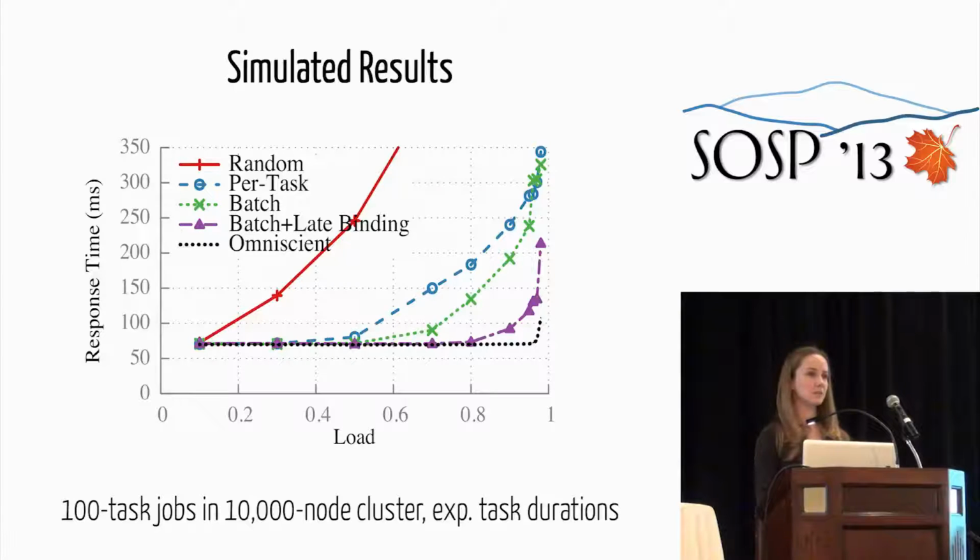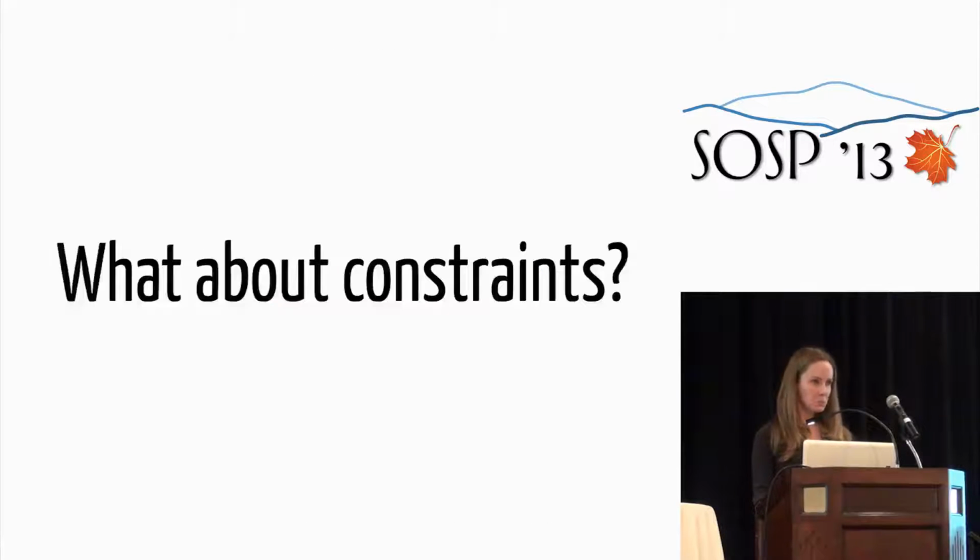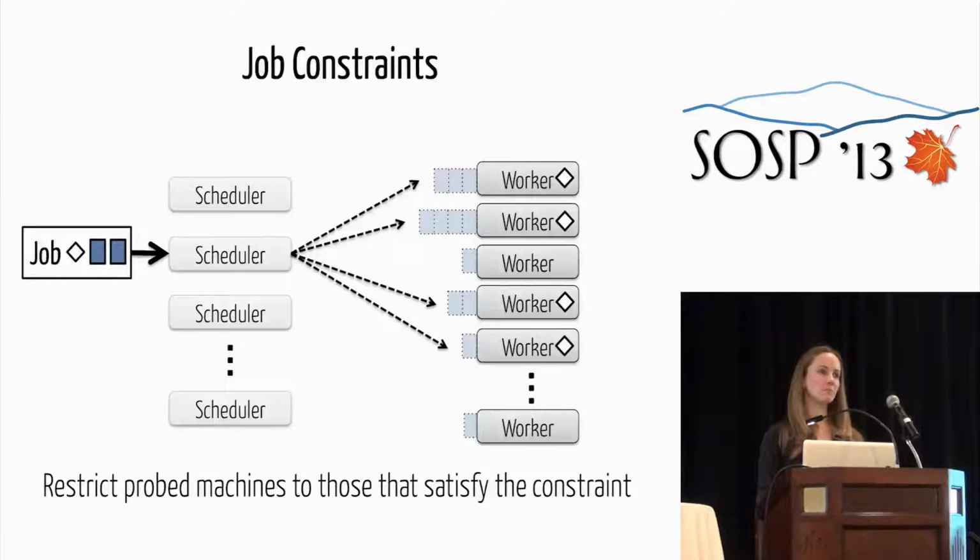At up to 80% load, late binding provides response times within 5% of what would be provided by an omniscient scheduler. Now, so far I've talked about a simplified environment where tasks can be placed on any worker machine. But how can we handle constraints? Sparrow can handle a couple of different kinds of constraints.